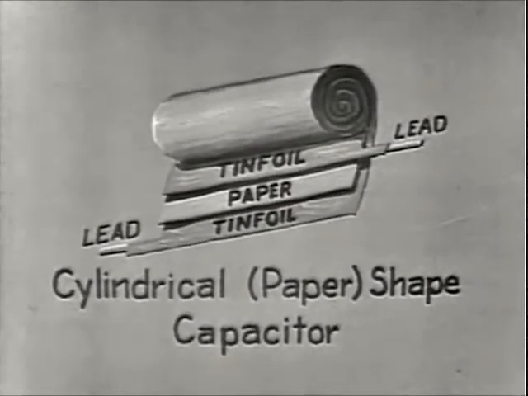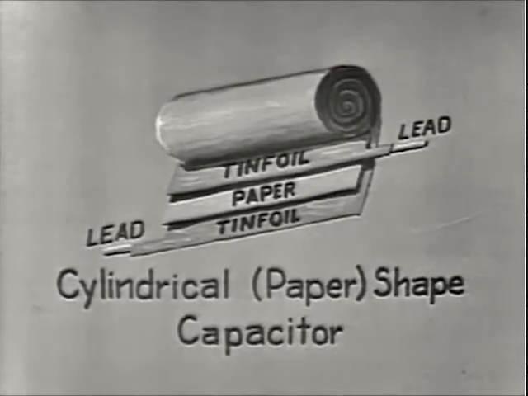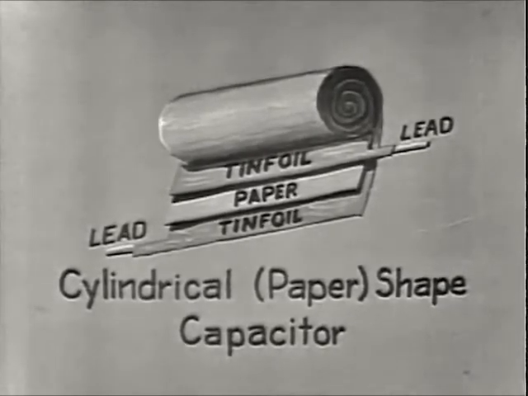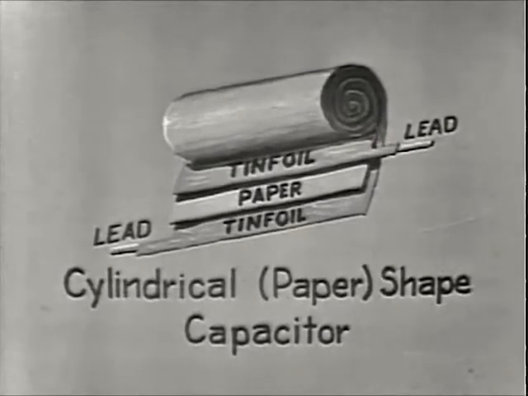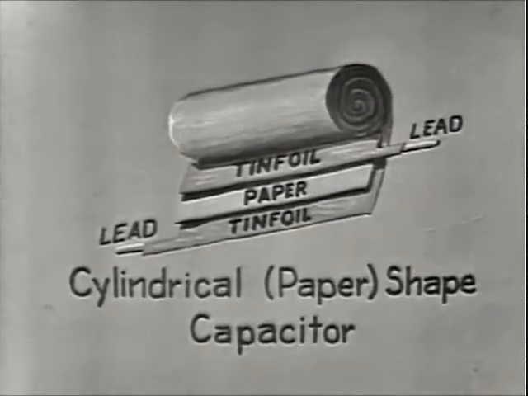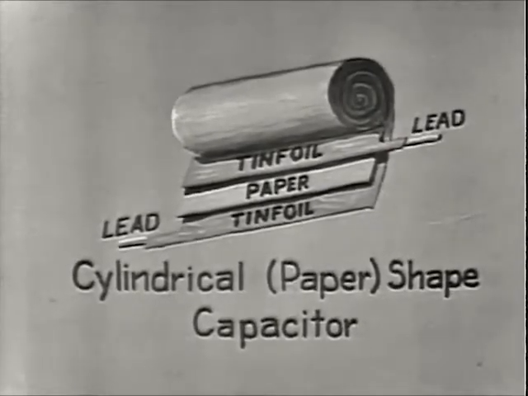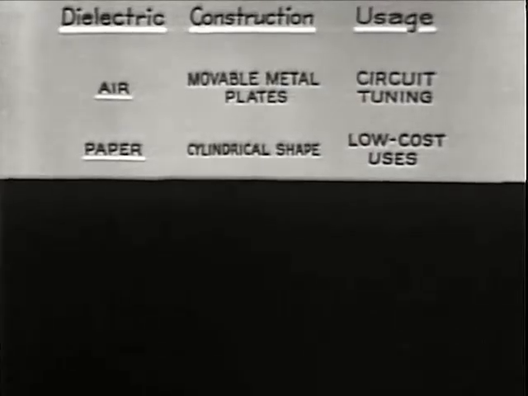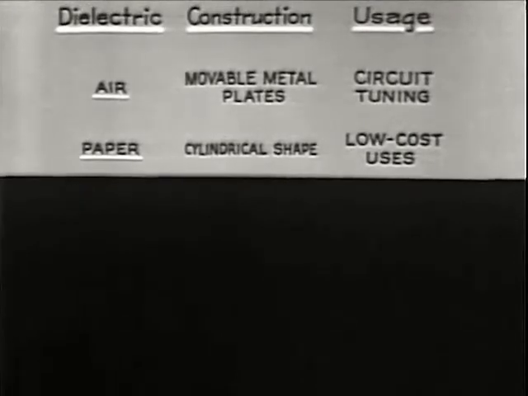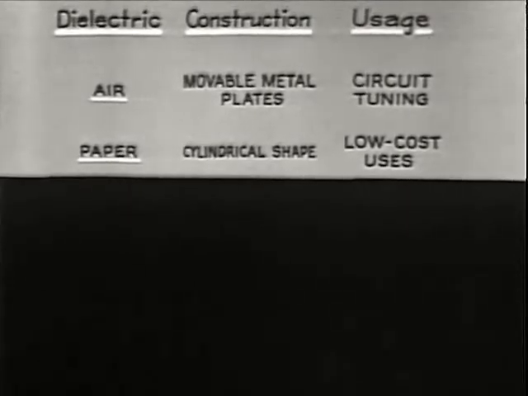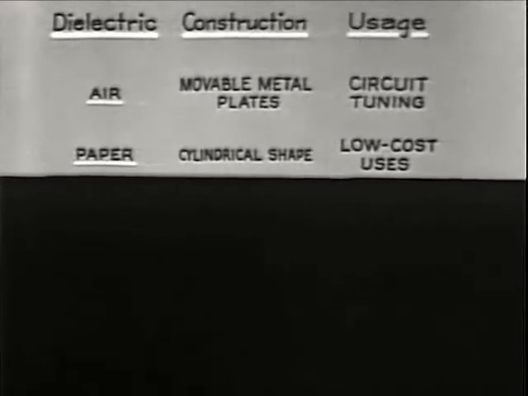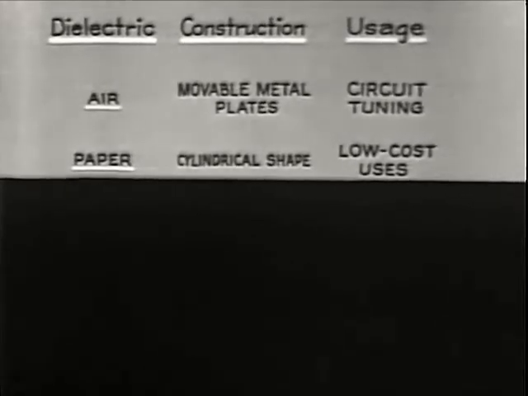Here's how it's constructed. Two layers of tinfoil separated by a layer of paper rolled into a cylindrical shape. After the capacitor is rolled, it's dipped in melted wax so it will retain its shape. This is a very inexpensive capacitor for the job it can do. Now we have two capacitors, the air dielectric we discussed first, and now the paper dielectric, whose construction feature is its cylindrical shape. It is used in most low-cost installations.